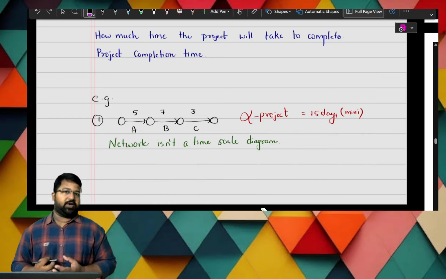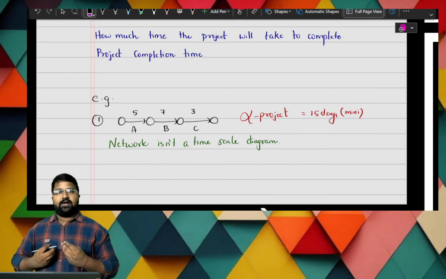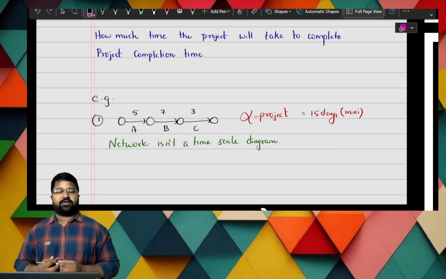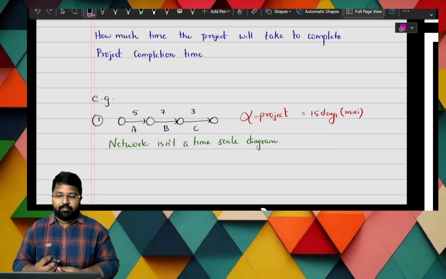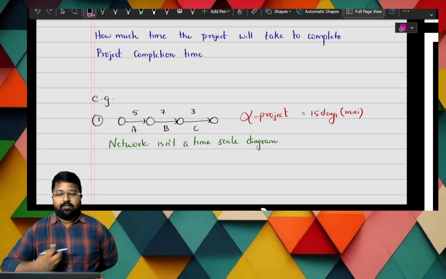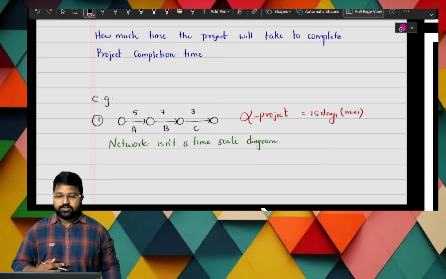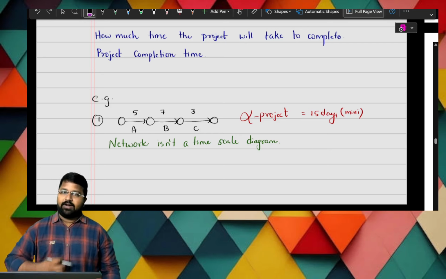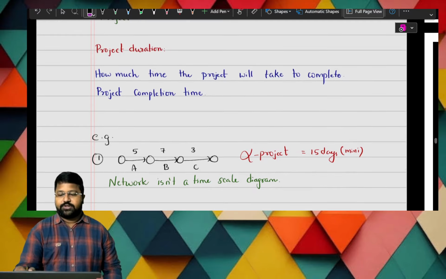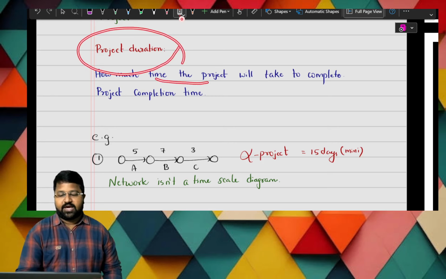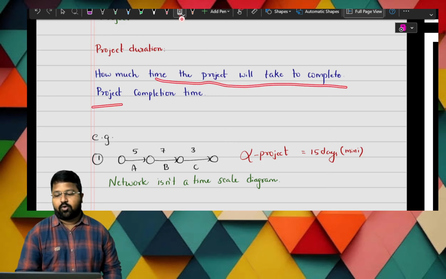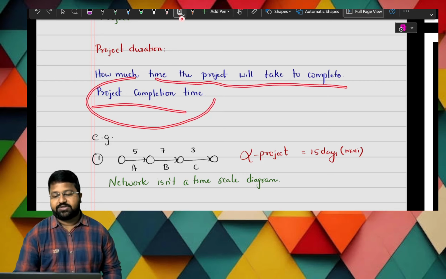In the earlier session, we have seen the duration. What is meant by duration, and what is the time taken to complete the project? Let us repeat that part because it is most important to continue the further parts. What is meant by project duration? How much time it will take to complete the project is nothing but the project duration, or project completion time.